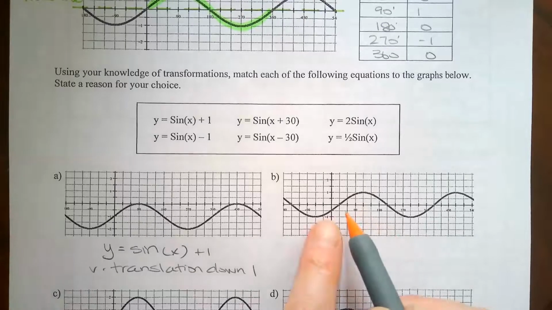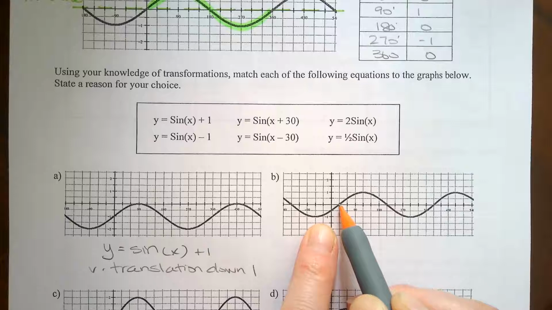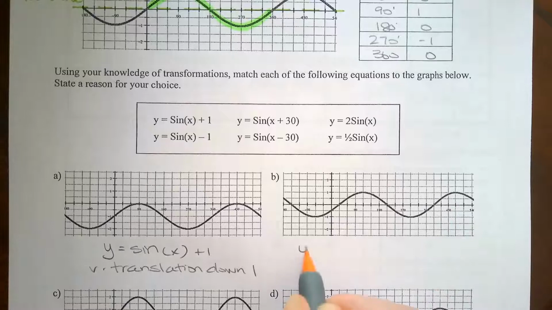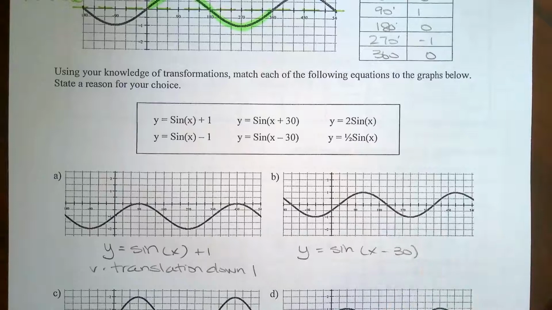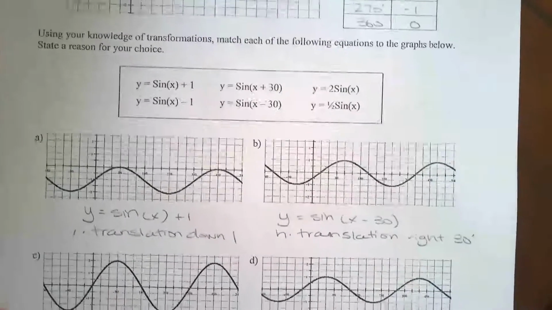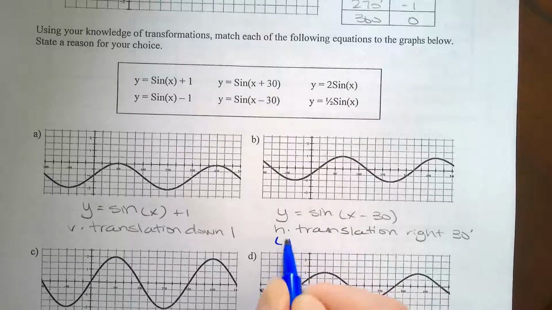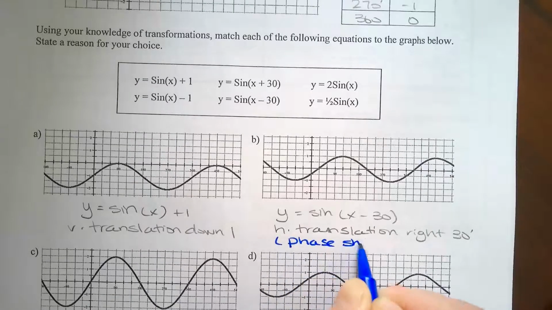If we look at this graph, it has moved from (0, 0) over by 1 space. And every space is 30 degrees. So this is equal to y equals sine, and remember, brackets lie, so (x minus 30). So this would be considered a horizontal translation, right 30 degrees. However, we're going to soon discover that in trigonometry, we don't call it a horizontal translation. It actually has a special name in trigonometry. This is actually called phase shift.